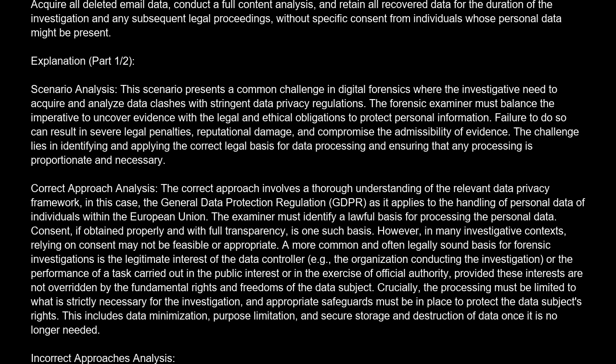the organization conducting the investigation, or the performance of a task carried out in the public interest or in the exercise of official authority, provided these interests are not overridden by the fundamental rights and freedoms of the data subject. Crucially, the processing must be limited to what is strictly necessary for the investigation, and appropriate safeguards must be in place to protect the data subject's rights. This includes data minimization, purpose limitation, and secure storage and destruction of data once it is no longer needed.